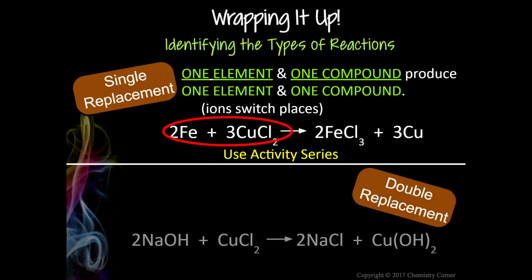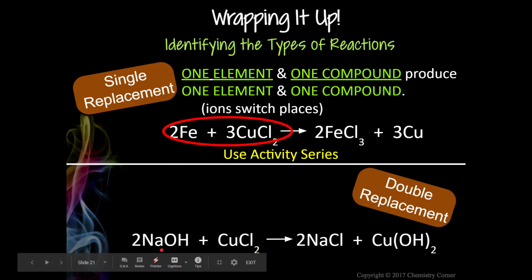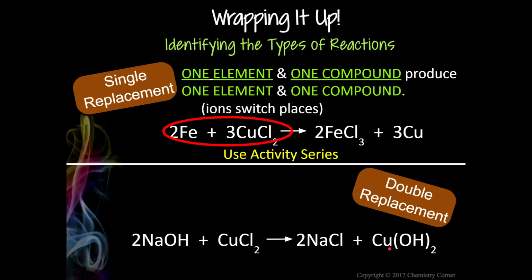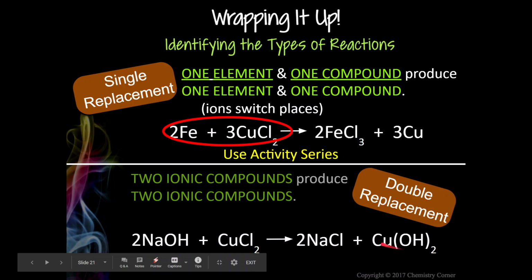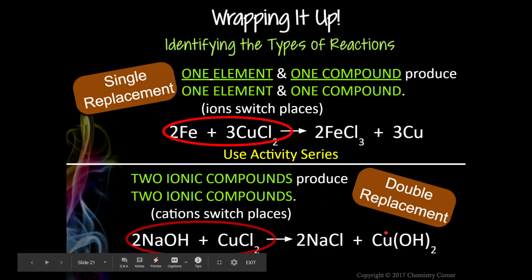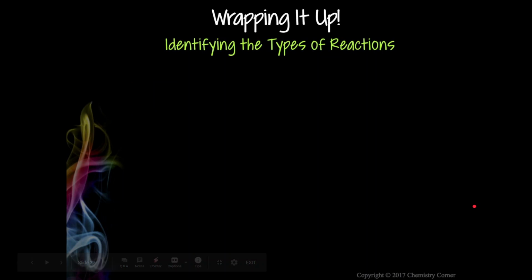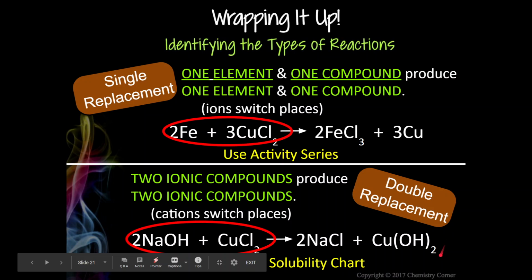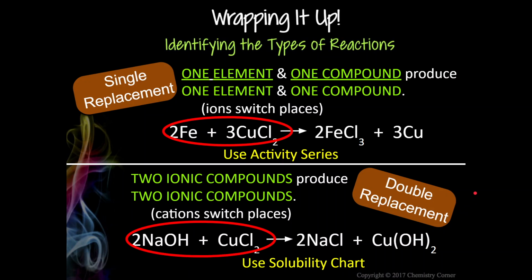Double replacement we went over in our last video. If you have two ionic compounds and they will switch, and only if one of them is insoluble or if it's a neutralization. And that's the case here. The 2 ionic produces 2 ionic, but when you look at the copper hydroxide, it's going to be insoluble. So you'll use your solubility chart and you'll find copper hydroxide to be insoluble.